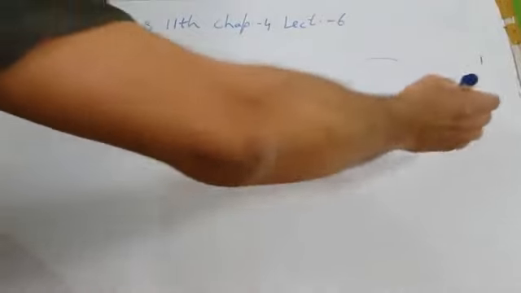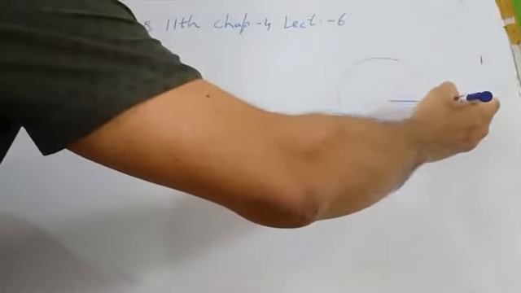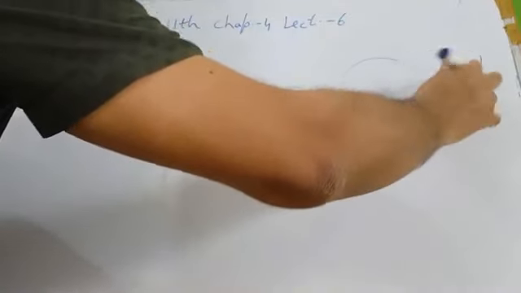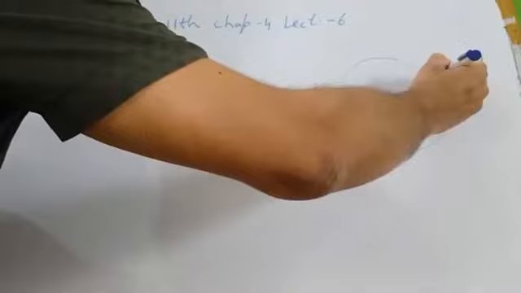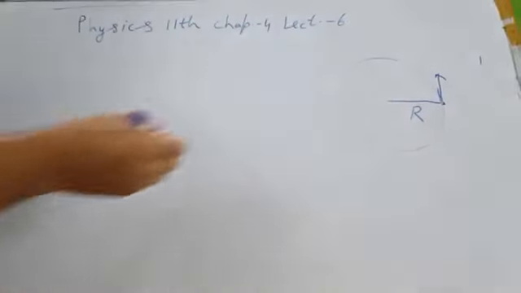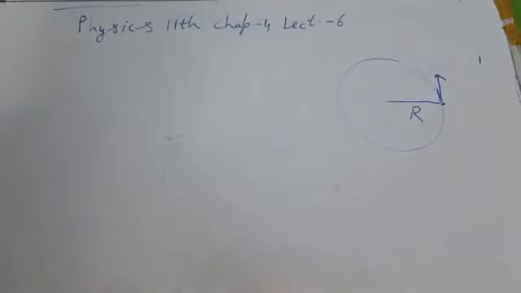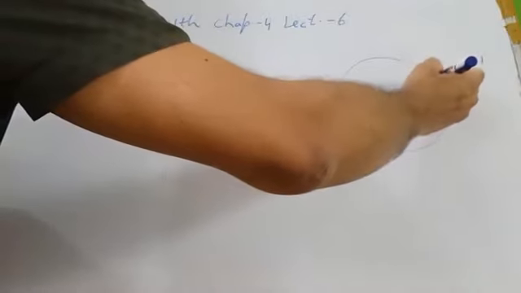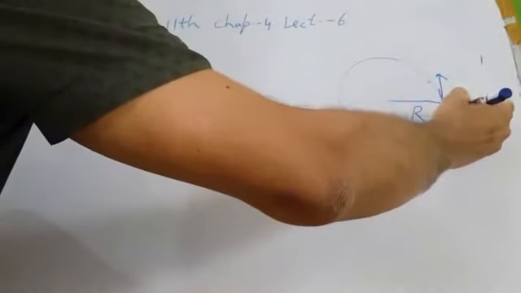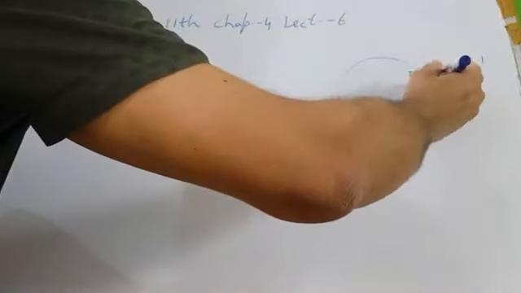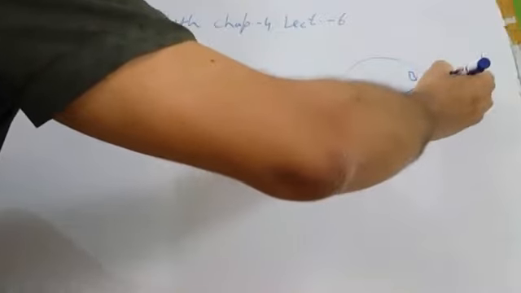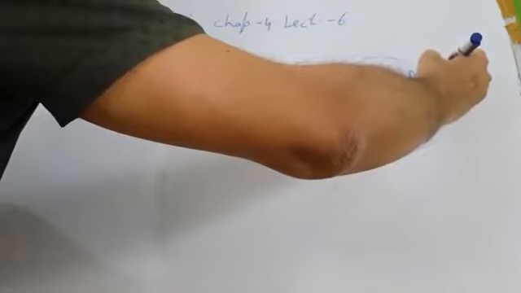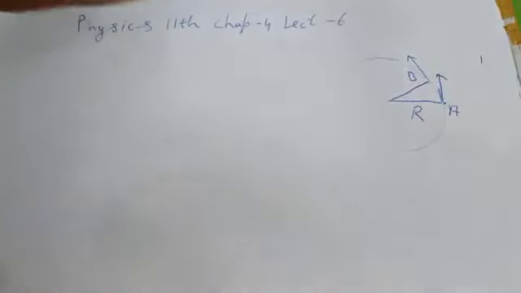This is a circular path, and a particle is moving on it. At any time this particle is here. This is the direction of motion at that point. At any point, the direction of motion will be tangent to the circumference. Now it will travel some distance and reach here, from point A to point B. This is a small distance traveled in a small time interval. That will be the direction.